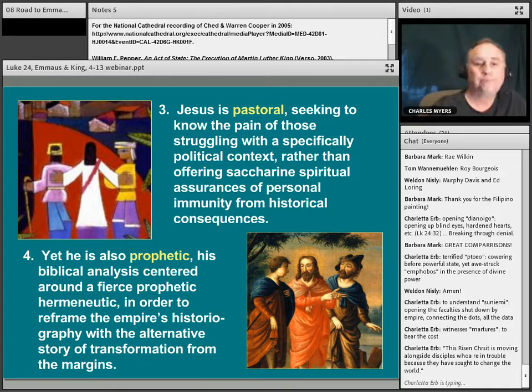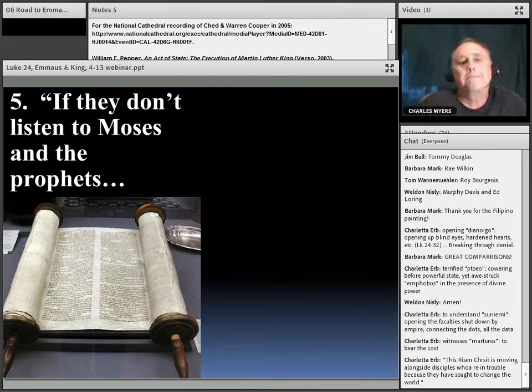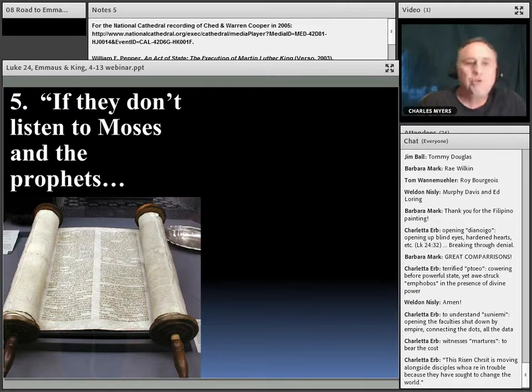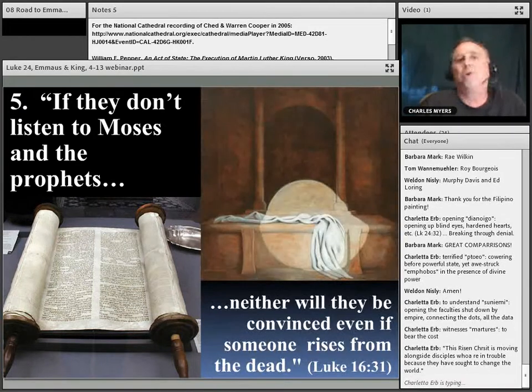There's a fifth lesson that's deeply theological, and that is this. Earlier in Luke's Gospel, in fact, right about the midpoint of Luke's Gospel, in the famous story of Lazarus and Dives, that story ends with Father Abraham telling the rich man, "If you don't listen to Moses and the prophets, you won't be convinced even if someone rises from the dead."